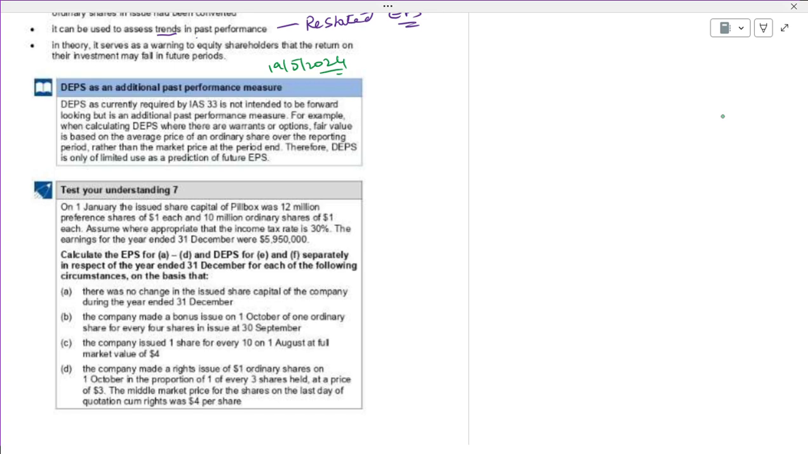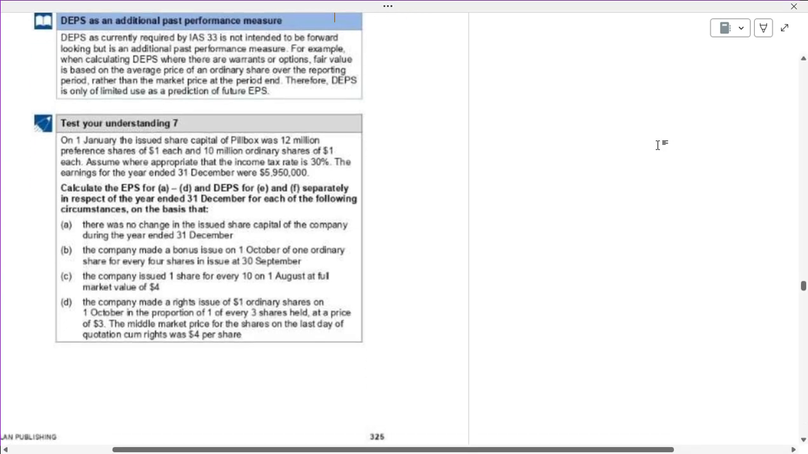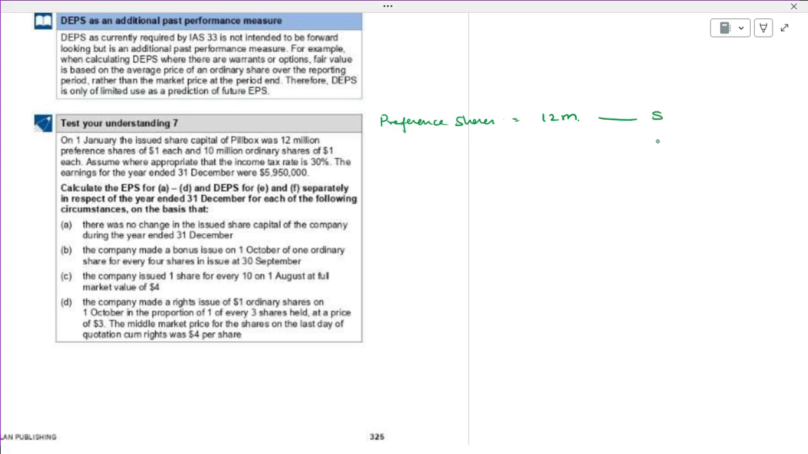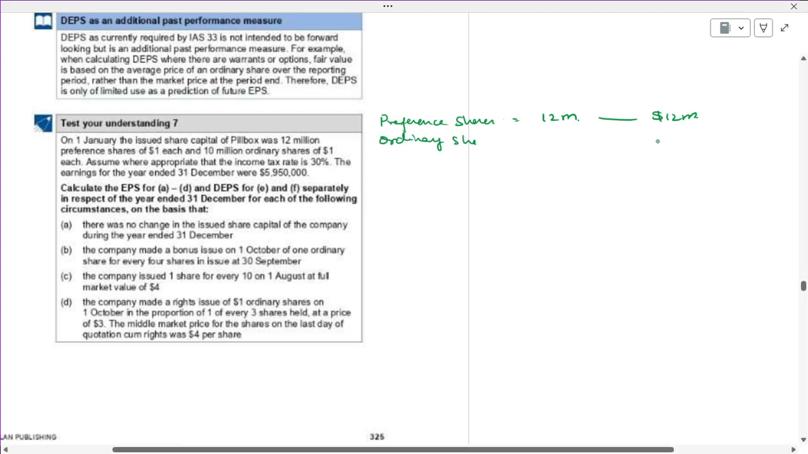Test your understanding. On January 1st, the issued share capital of Pillbox was how much? They have the preference shares, 12 million of $1 each, which comes to 12 million. They have ordinary shares, 10 million at the rate of $1, which comes to 10 million.